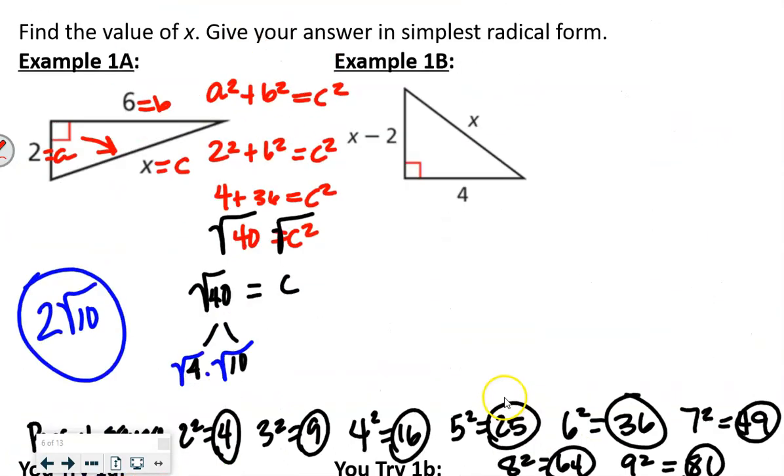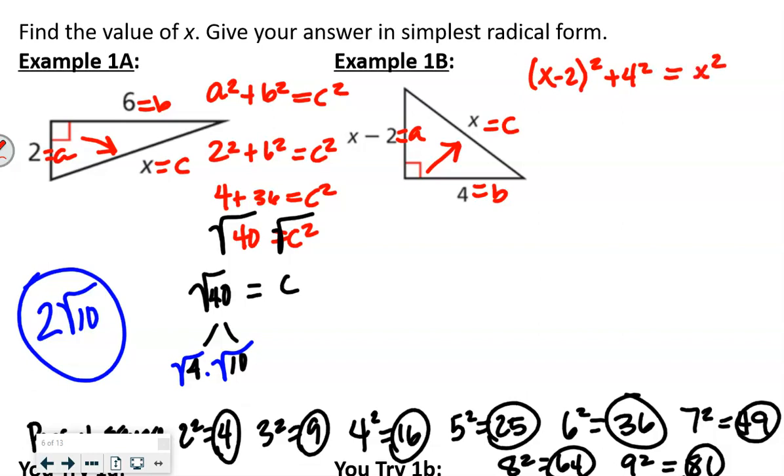So for this next one, we're going to, again, label our c and our a and our b. Let me also say this. It doesn't matter which one you label a and b. It does, however, matter which one you label c, and that's always got to be the side that's opposite the right angle. So we're going to do x minus 2 squared plus our 4 squared, and that's going to be equal to our x squared.